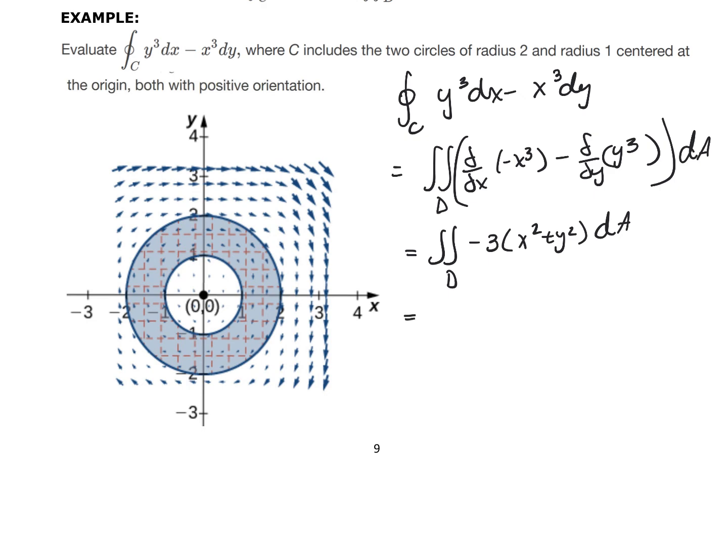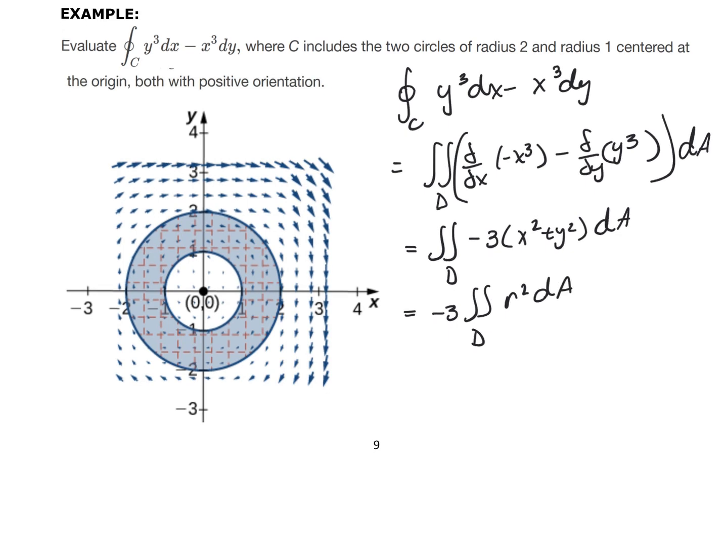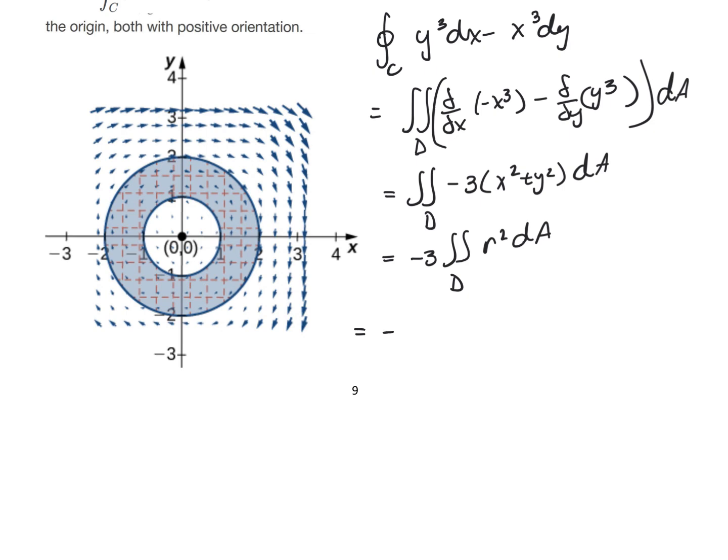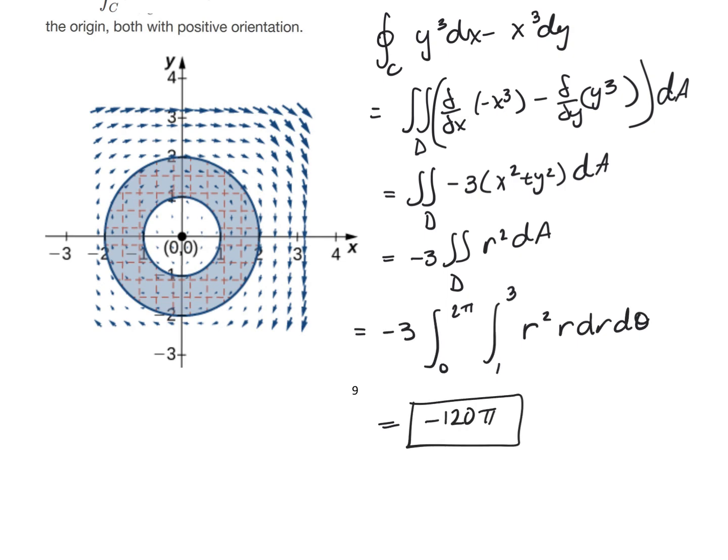So then this is going to be equal to negative 3 over the region D of r squared dA, because I'm going to use polar. So this is negative 3 integrated from 0 to 2 pi, and r from 1 to 3 because of my radius of 1 and radius of 3, of r squared r dr d theta. So when I get totally done integrating, I get negative 120 pi, and that is my final answer.